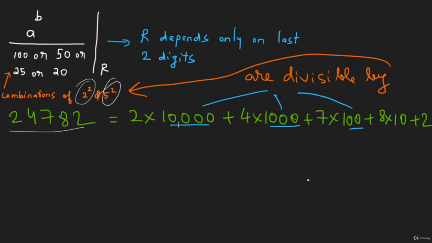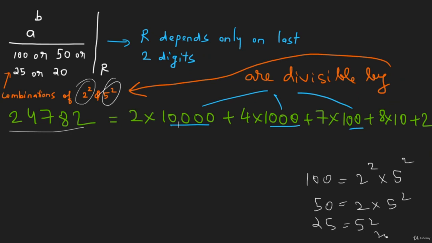So just see over here, 100 is nothing but 2 square into 5 square. Similarly, 50 is nothing but 2 into 5 square. 25 is nothing but 5 square. 20 is nothing but 2 square into 5, right? So they are just combinations of 2 square and 5 square. You can see that whenever you have these numbers as your divisor, the remainder will depend only on the last two digits, because over here your place value is 10, over here your place value is 1, and these are not perfectly divided by 100, 50, 25 or 20. Therefore, for finding the remainder, you just need to check the last two digits.